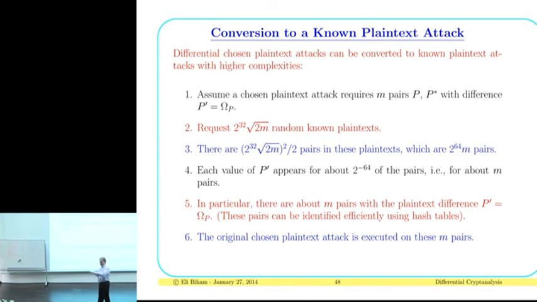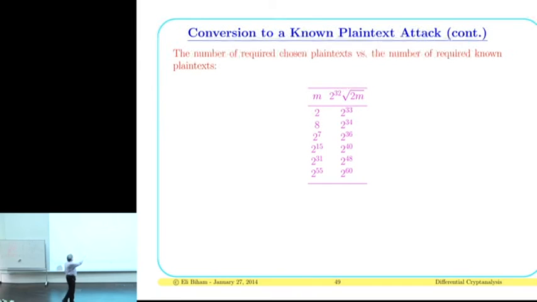And then we will use these pairs with the original attack. So you will ask me, is it efficient? No, it's not. For two pairs we need about 2 to the 33 in the case of 64 bit blocks. Instead of 8, it will be 2 to the 34. Instead of 2 to the 15, it will be 2 to the 40, which is about what we need for the attack on 8 rounds that I've just showed. But if you see attacks that require higher complexities, the difference is much smaller between the known plaintext conversion and the original attack.